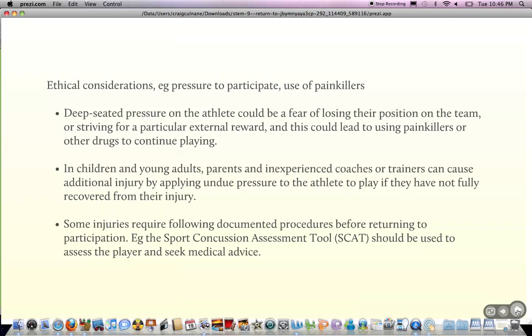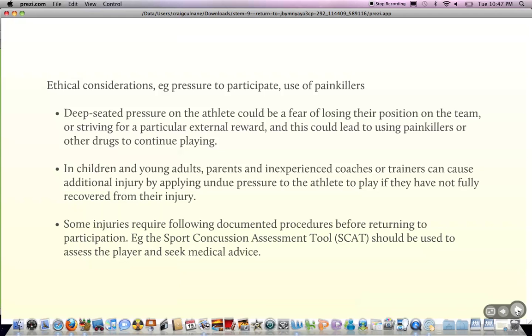Ethical considerations. This would include the pressure to participate and the use of painkillers. When is the right time to return to play? In high-profile competitive sport, elite athletes on lucrative contracts or with major competitions ahead may experience certain pressures to compete. Large amounts of money are spent to get the athlete back to a competition level, as the athlete may feature heavily in the team or the coach's game plan.